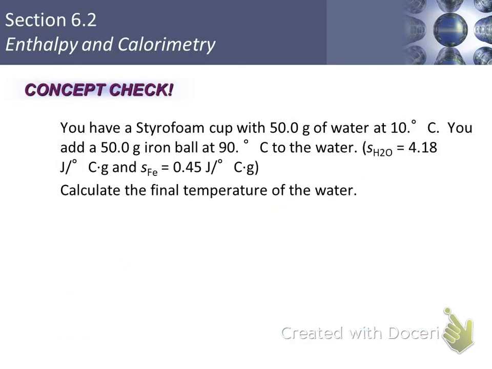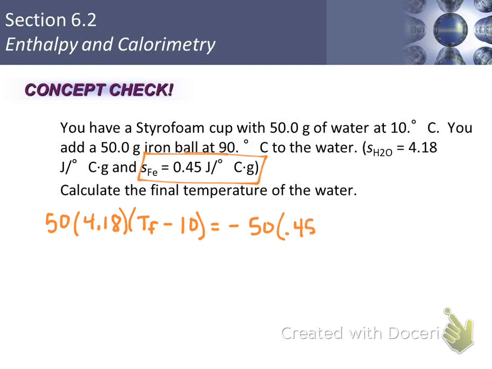Try this one on your own. So here we go. I'm going to put water on the left since that's what was given first. So 50 grams of water times 4.18, the specific heat, times final temperature minus 10. My iron is what's losing heat. It's going to cool down, so I go negative 50 times 0.45, because the specific heat of iron was not the same as water. A lot of you used 4.18 on both sides. You have to make sure you're changing that. Then we go temperature final minus 90.